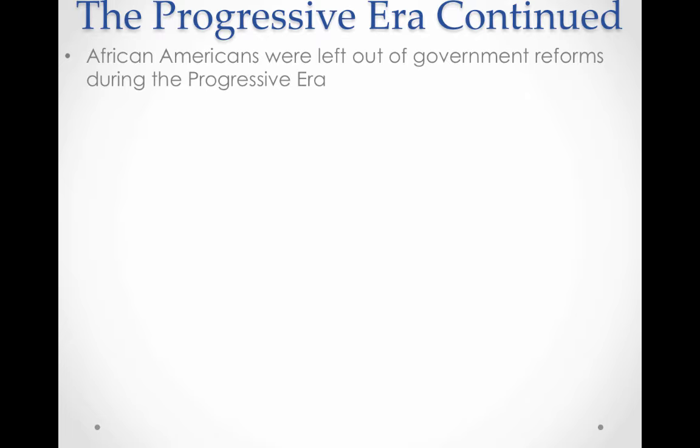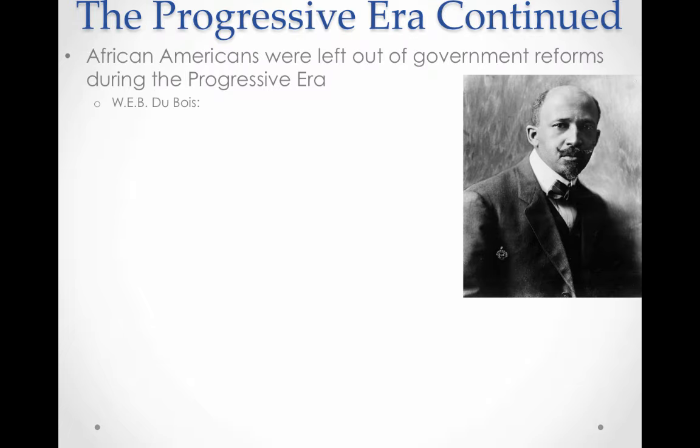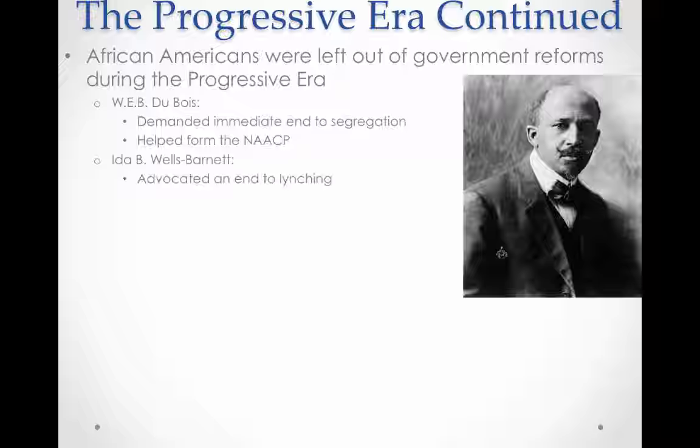All right, so African Americans were essentially left out of government reforms during the progressive era, sadly. We do have W.E.B. Du Bois, a very influential individual that demanded immediate end to segregation, and he also helped form the NAACP. Ida B. Wells, or Ida B. Wells Barnett, she was a journalist from the South who advocated an end to lynching. Very, very influential, these two individuals.